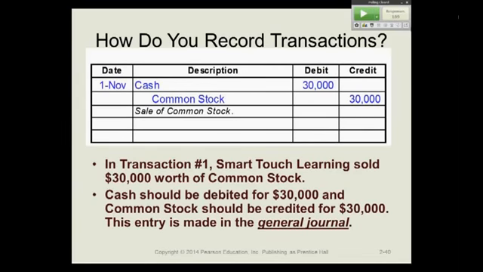So again, the date, I don't care how you put the date in. It depends on the format. Cash goes against the left-hand margin because it's a debit, and then the credit is indented. And the sale of common stock is the explanation, and again, that is against the left-hand margin. So the question here about why do we do it that way, again, it's a standard format.